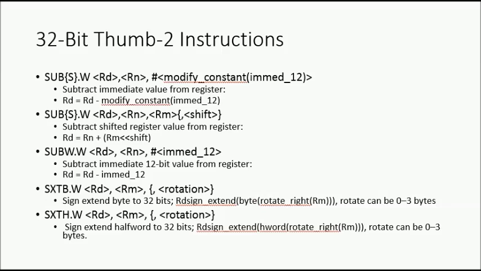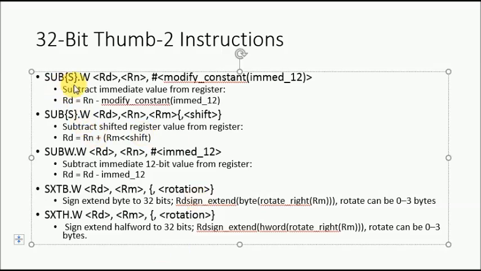SUB.W, Rd, Rn, hash modified constant, where the immediate value is 12-bit. So the modified constant immediate value is subtracted from the content of register Rn, and the result will be transferred to the register Rd. Now you compare these two instructions, SUB.W. The only change is that here you subtract the shifted register value from the Rn, and the data will be transferred to the register Rd.